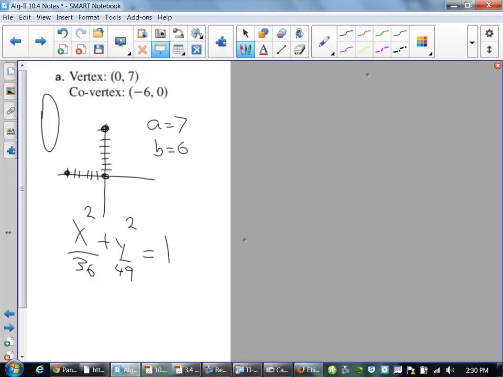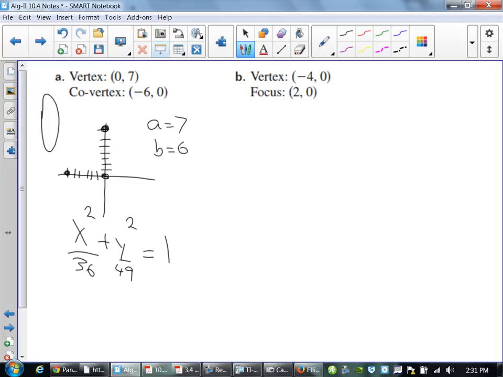Just kidding, you're done. That's all you do. Write the equation in standard form. Done. It's the idea of knowing that distance from center to vertex is A, distance from center to co-vertex is B, distance from center to focus is C. Do you have to know C then? Not always, unless you're given something with C.